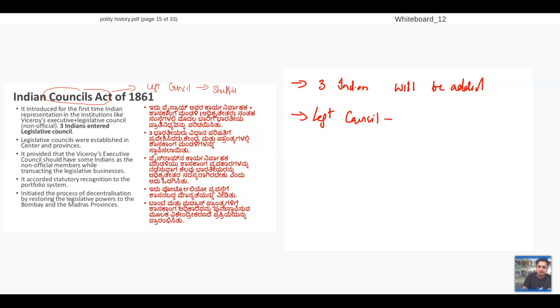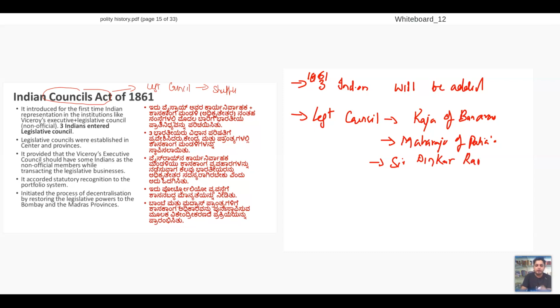3 Indians. Who are the 3 Indians? It is in 1861. The Raja of Benares, then the Maharaja of Patiala, third Sir Dinkar Rao. So Indians entered. Didn't I tell you there is reshuffling? So why do we call it a council? Because the council is getting reshuffled. That's why we call it Councils.